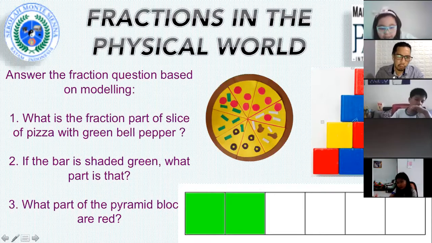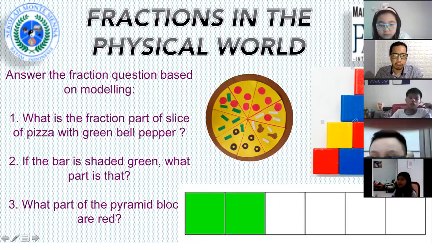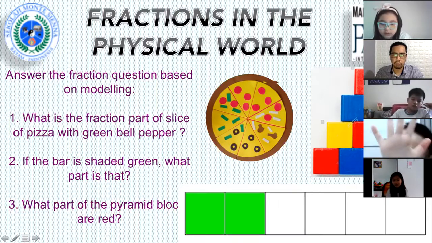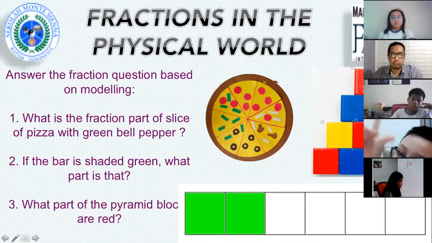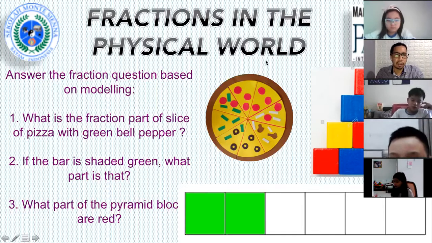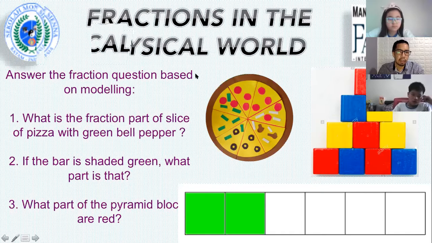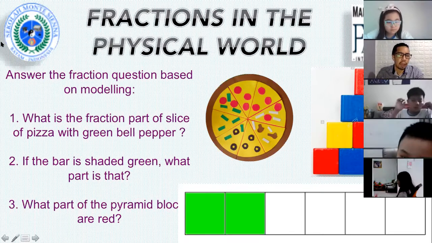Wait, one. Ricardo, can you raise your hand before answering? You ask permission first from the teacher. Okay, Ricardo, how many? 3 per 8. 3 per 8, that's correct. So there are 3 slices of pizza with green bell pepper out of 8.